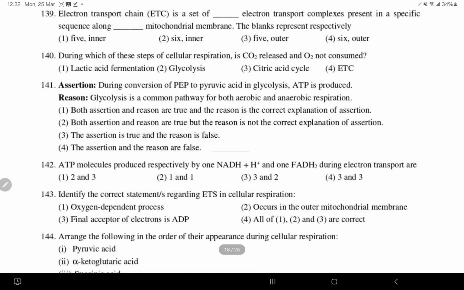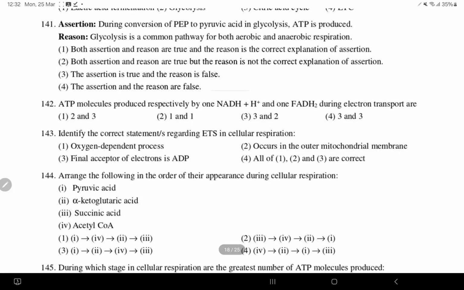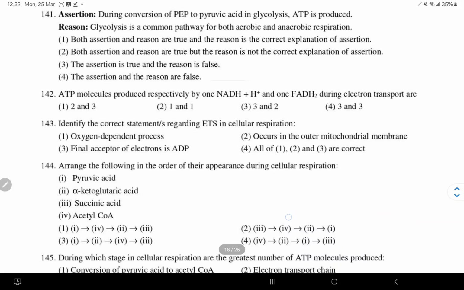During which of these steps of cellular respiration CO2 is released and oxygen is consumed? Oxygen is not consumed. Citric acid cycle, option 3. During conversion of PEP to pyruvic acid in glycolysis, ATP is produced. Glycolysis is a common pathway for both aerobic and anaerobic respiration. It is option 2. They both are right, but that is not matching.